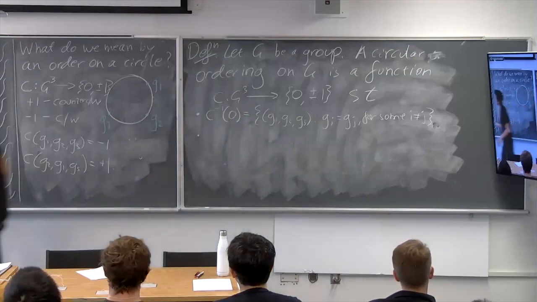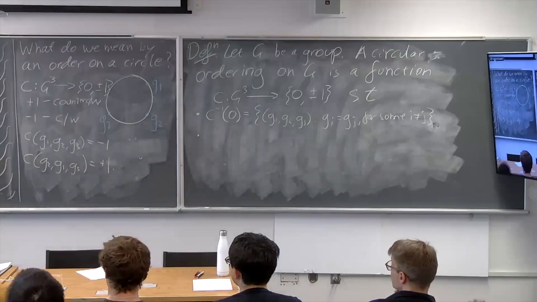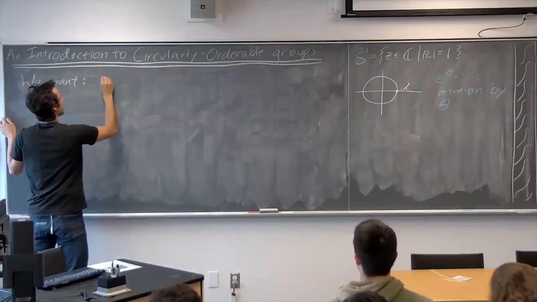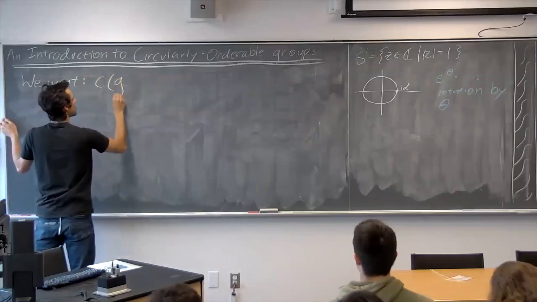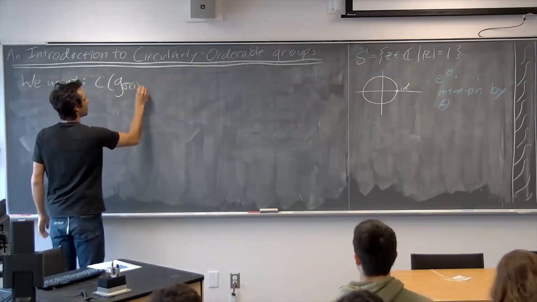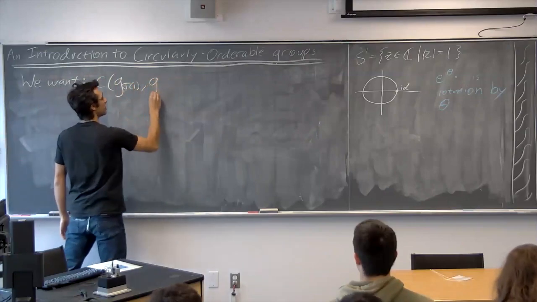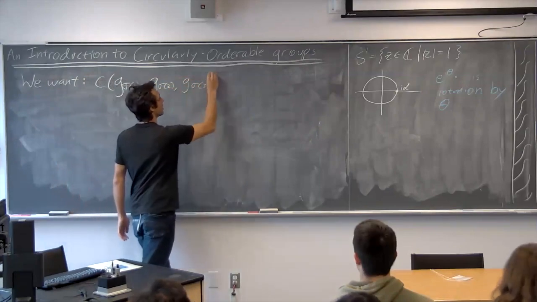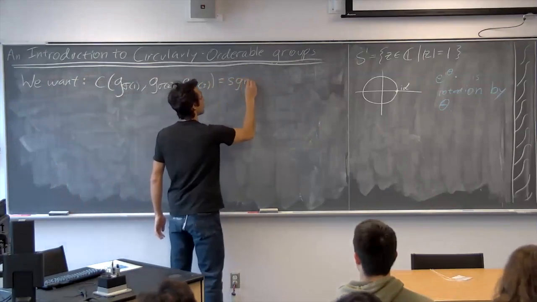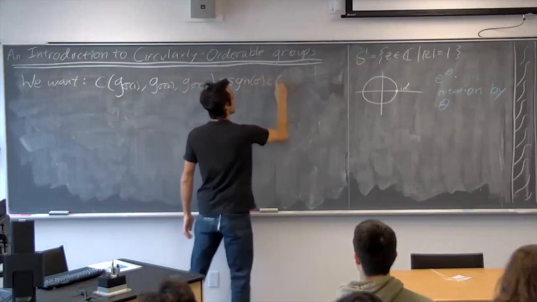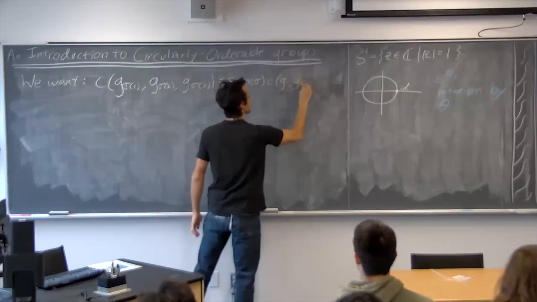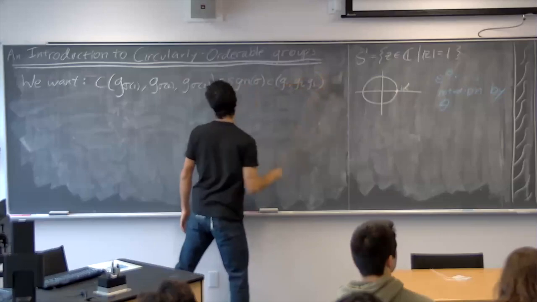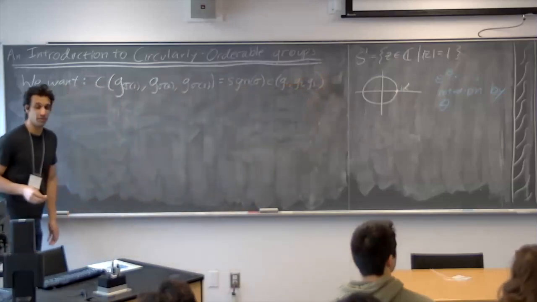So here's what we want. We would like that C of G sigma(1), G sigma(2), G sigma(3) is equal to the sign of your permutation sigma times C of G1, G2, G3. That's one thing maybe we would want.